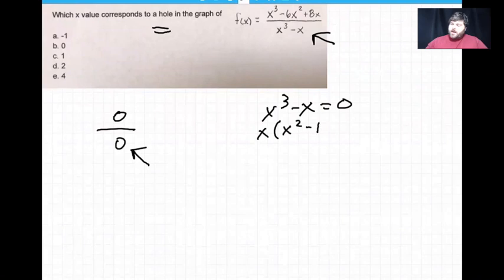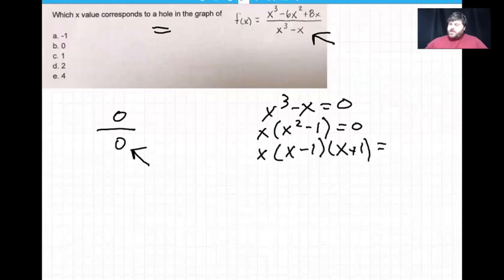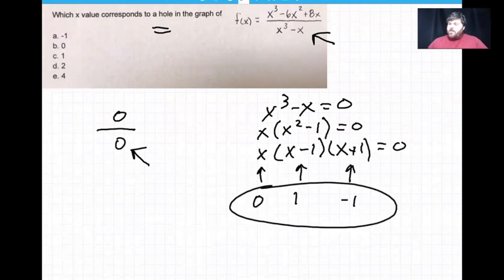You get x squared minus 1 equals 0. You can actually factor this as a difference of squares, x minus 1 times x plus 1. So we actually get 3 answers. x could be 0, x could be 1, or x could be negative 1. Remember, I just set each of those factors equal to 0 and solve, and I get those opposite signs. So these are my 3 numbers that make the bottom 0.